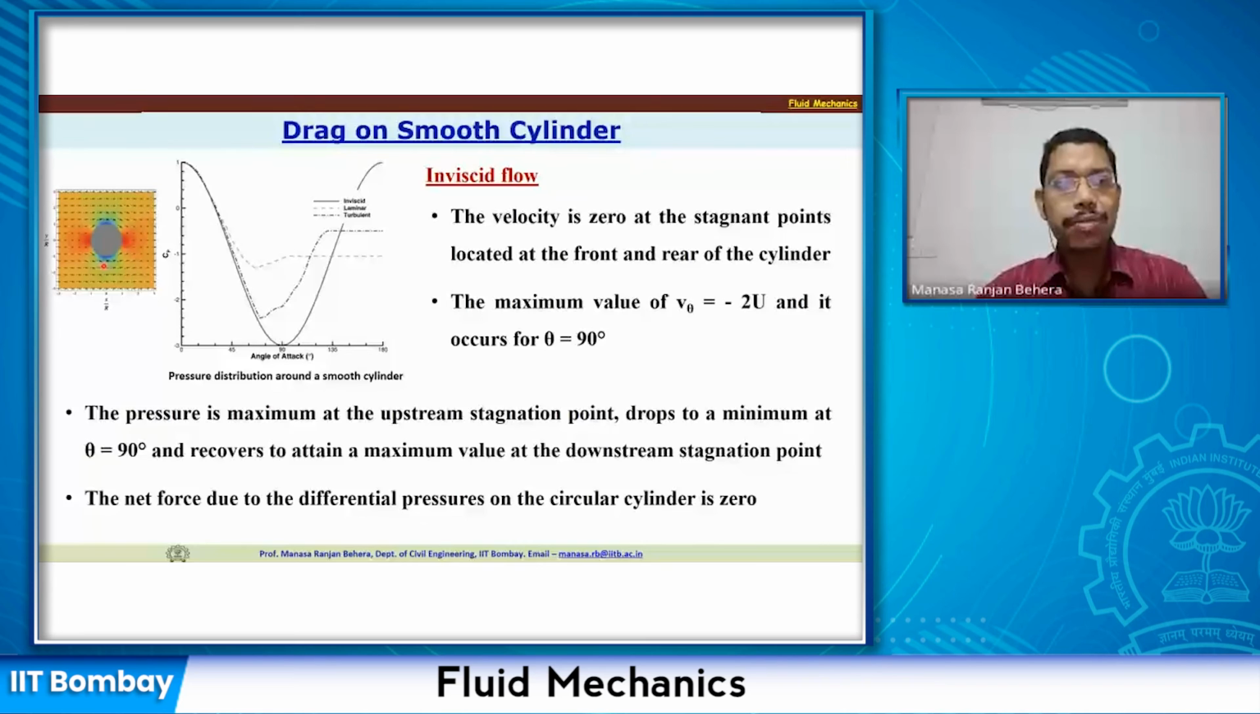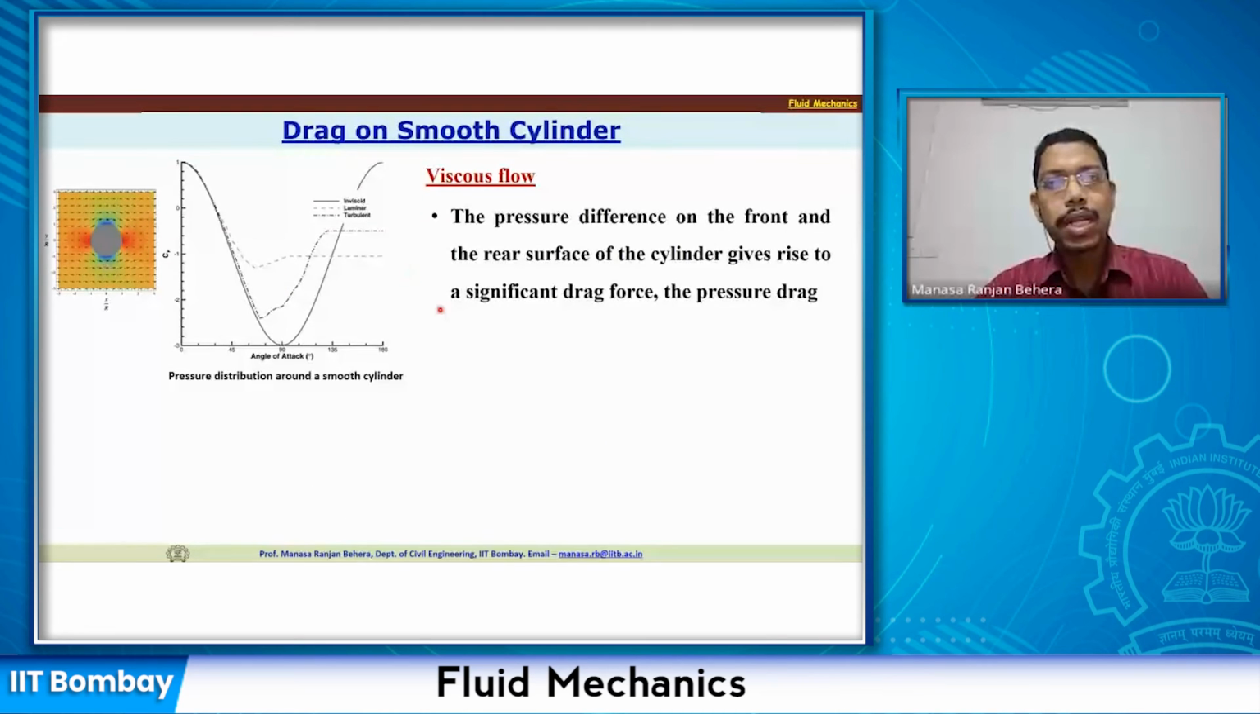But what happens in case of viscous flow is that the pressure difference on the front and rear surface of the cylinder gives rise to a significant drag force, because the flow is going to separate at some point. Once the flow separates, it is not going to attach to the body and regain its velocity, which was the condition upstream. So there is a differential pressure, and that is going to give rise to the pressure drag.